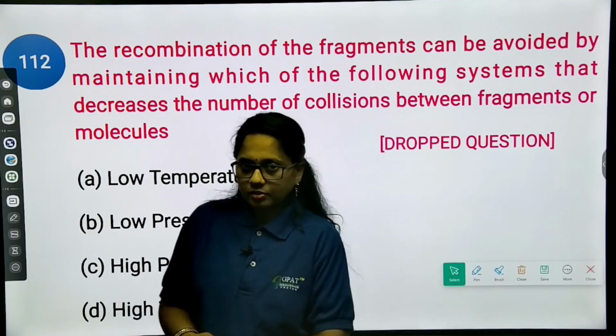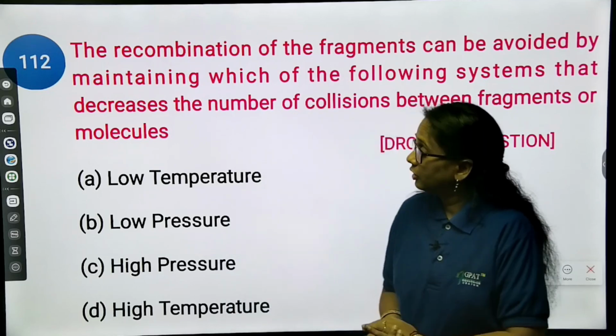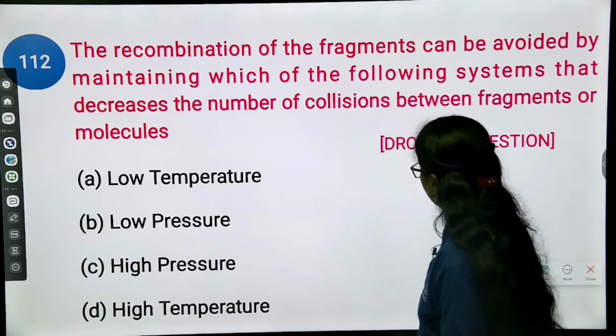Next question. Almost we have crossed 10 plus, right? In GPAT 2025 we have observed. Okay, next question, number 112.